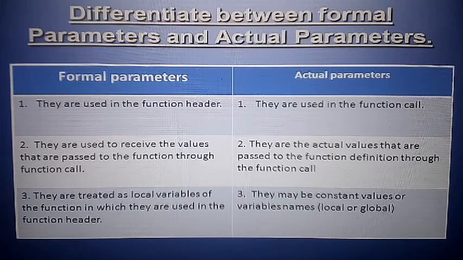Okay, got my points? The second point is receiving the value. What value? The one given with the help of the actual parameter, and the actual parameter gives the value to the function. Third point, formal parameters are treated as local variables of the function, used in the function header, while actual parameters may consist of a value or variable name, local or global. So formal parameters have only local scope, and actual parameters can be local or global.